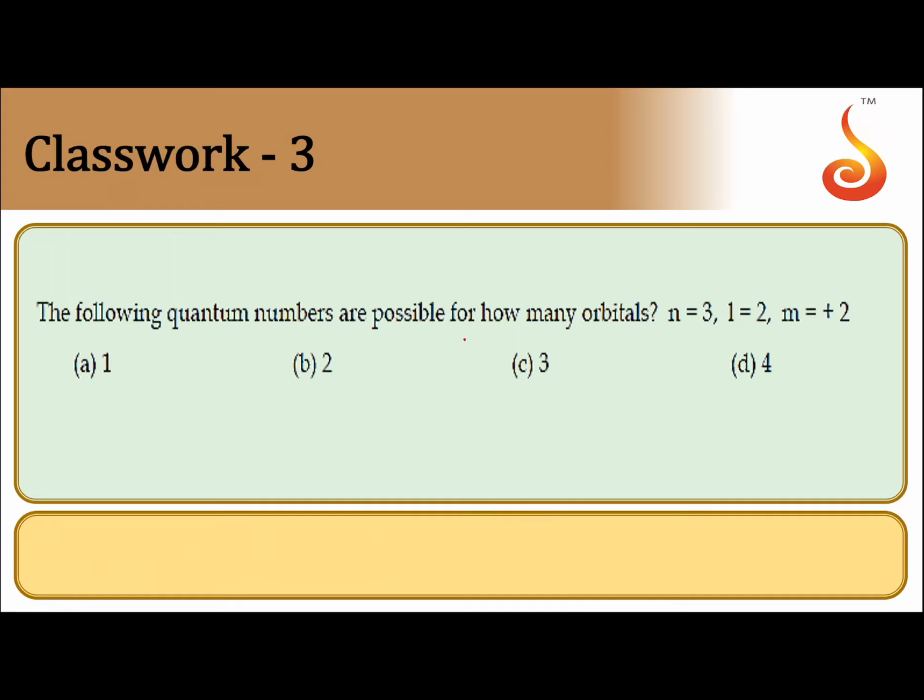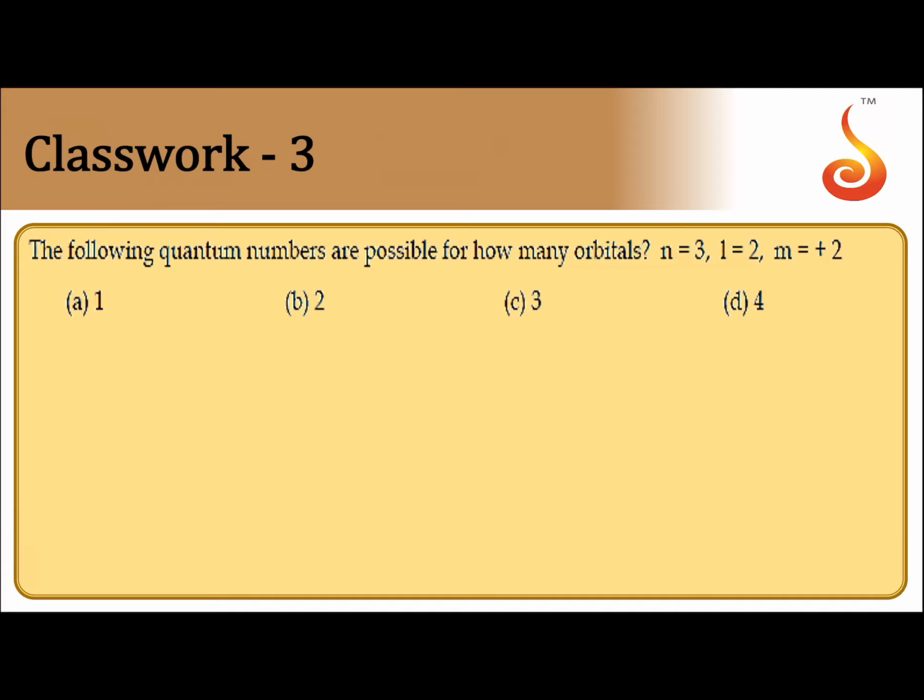The third one: the following quantum numbers are possible for how many orbitals? They are given the quantum numbers, and we have to see for how many orbitals these values exist. Now, n is equal to 3, L is equal to 2. L value 2 comes for the D sublevel. And for the D sublevel, we have altogether 5 values of M.